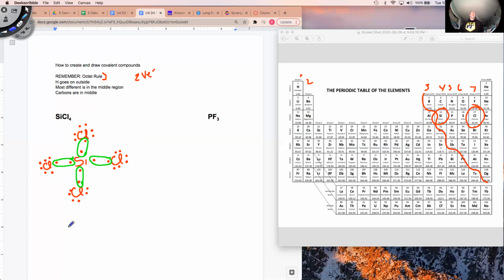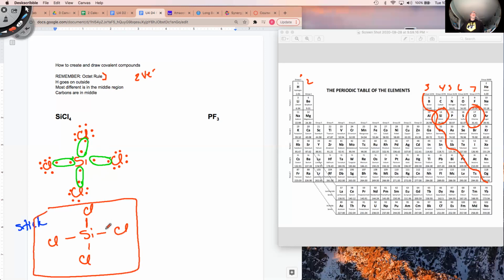So once I draw my stick figure, ladies and gentlemen, it would look like this, and it would be Si, and the silicon will be bonded to the 4 chlorines. Now, how many electrons are there in a bond? 2, and there it is right there. So this would be our stick figure. And how many bonds do we have, and what kind? We have 4 single bonds.